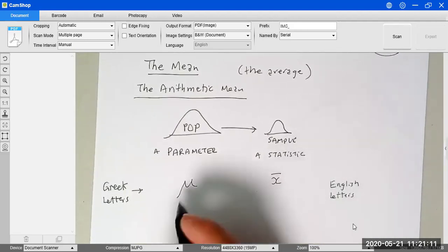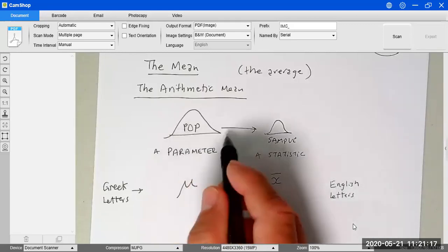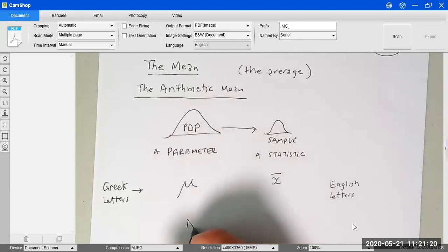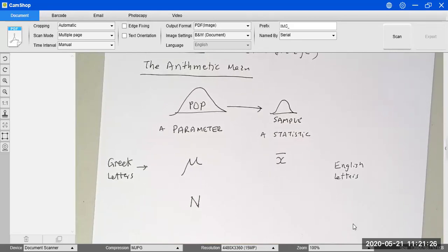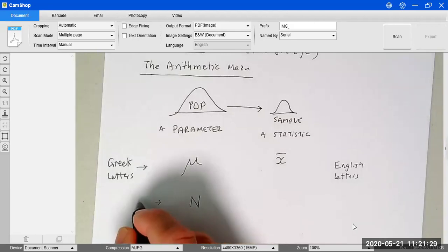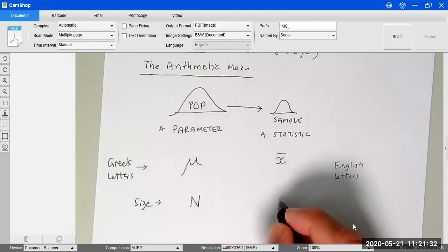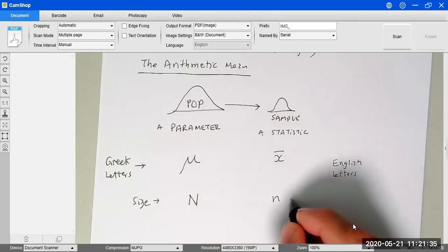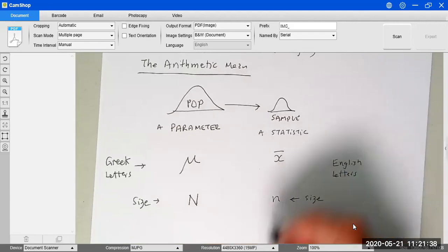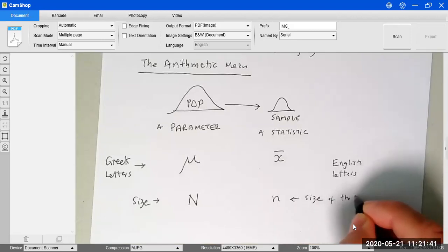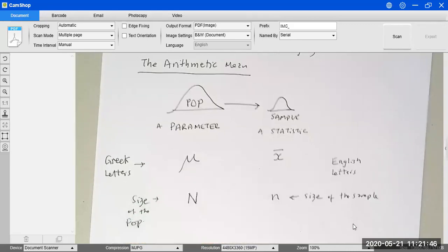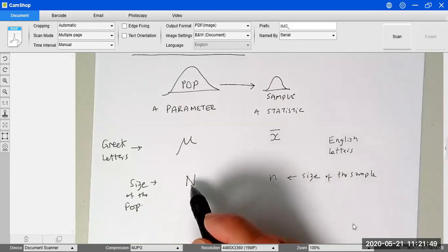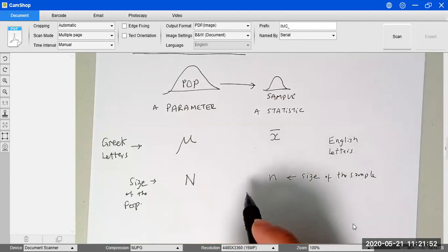So now the formulas for the mean of the population, we're going to need to know the size of the population. So we're going to use capital N. That's the only English letter that we're going to use for a parameter. So capital N is just the size of the population. Lowercase n is going to be the size of the sample. Okay, size of the sample and size of the population. So with this information, we're going to be able to compute the mean.